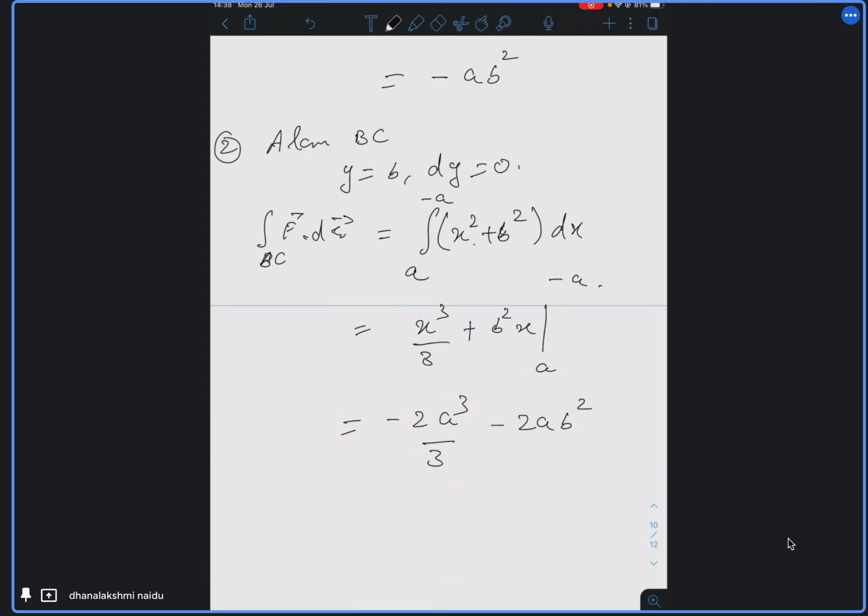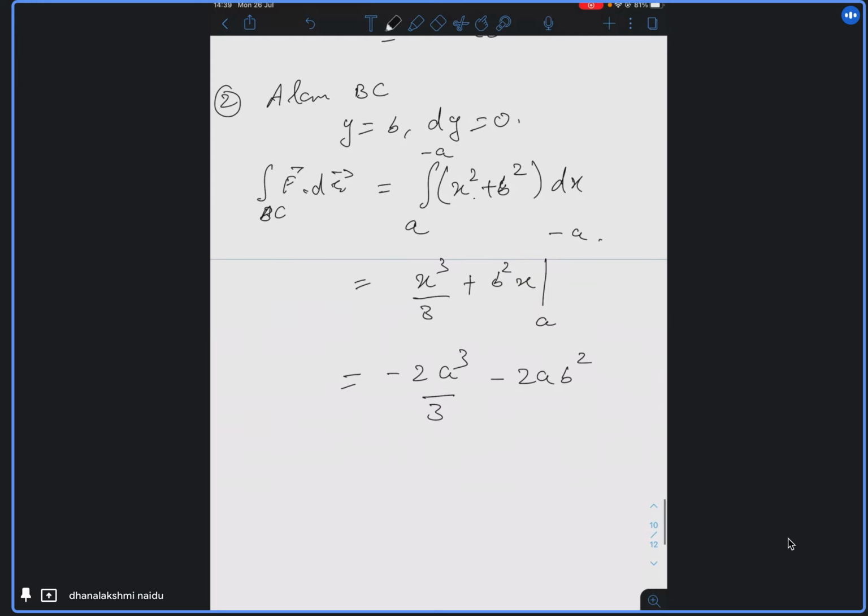Is this what all of you got? Yes, ma'am. After substituting upper and lower limit. Okay, now third one, along C to D you should come, na?